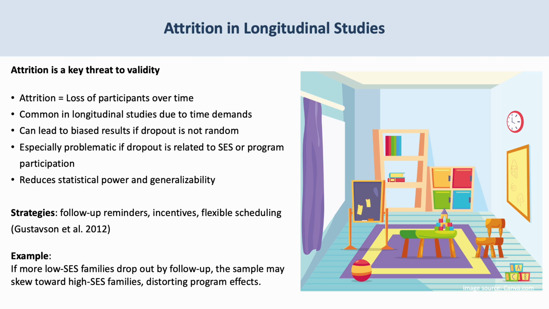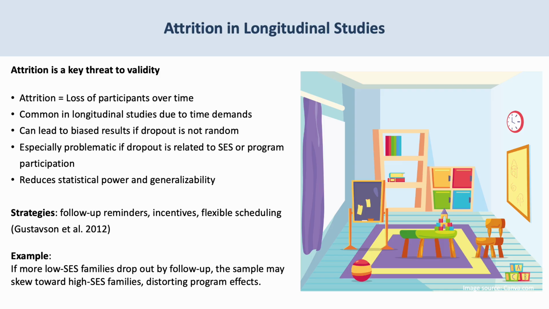Now let's talk about attrition, one of the biggest threats to validity in longitudinal studies. Attrition refers to the loss of participants over time. In a prospective multi-time point study like this one, it's common for some families to drop out before the final follow-up. And while some attrition is expected, it becomes a problem when it's not random.